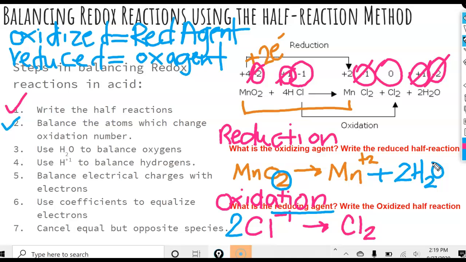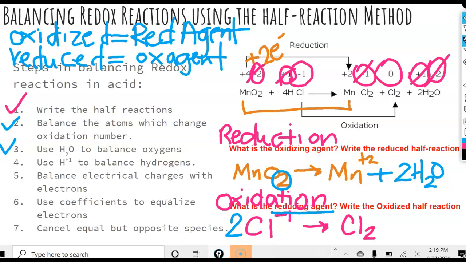If I do that same thing on the bottom, you'll notice I have no oxygens on either side, so I have no need of adding any extra water to balance oxygens because I do not have any oxygens. So I can go ahead and check this one off of our list here. Our next part we need to do is balance our hydrogens.